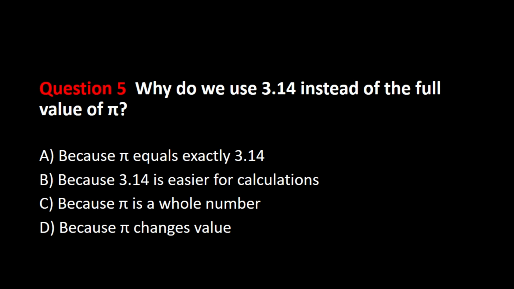Question 5. Why do we use 3.14 instead of the full value of pi? A. Because pi equals exactly 3.14. B. Because 3.14 is easier for calculations. C. Because pi is a whole number. D. Because pi changes value.